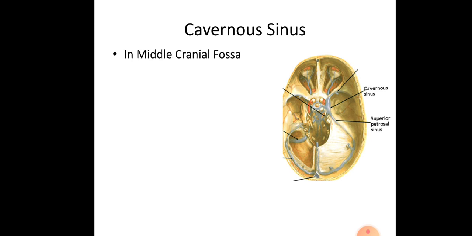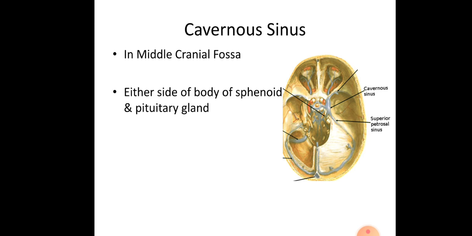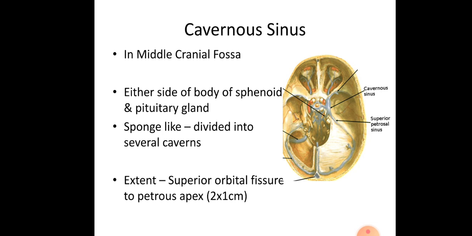Now cavernous sinus, you should know about cavernous sinus in detail. A usual essay question or a short essay question for you, cavernous sinus. Cavernous sinus is seen in the middle cranial fossa on either side of the body of sphenoid and the pituitary gland. It is sponge-like because it is divided into several spaces by several septa. In the living it is like a sponge, and in the dead you may not be able to appreciate it. These spaces are called caverns, that is why it is called cavernous sinus.